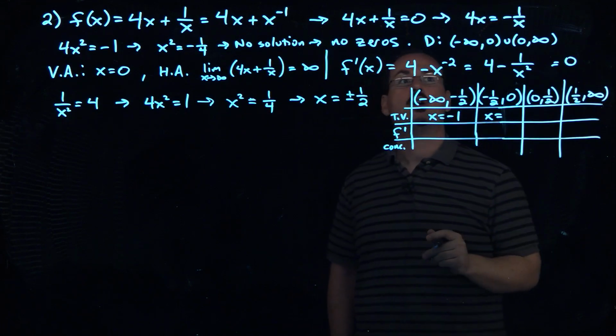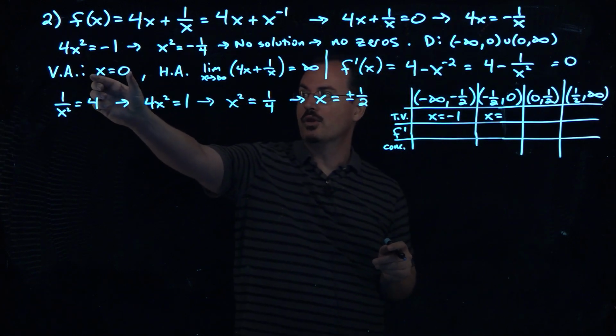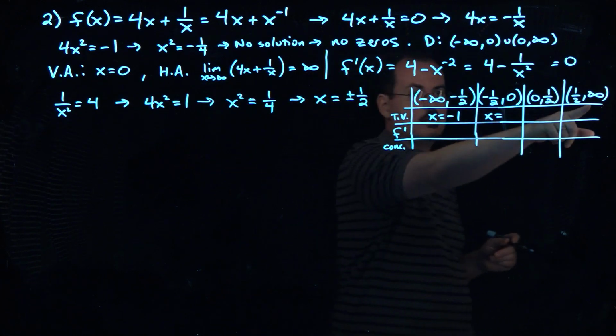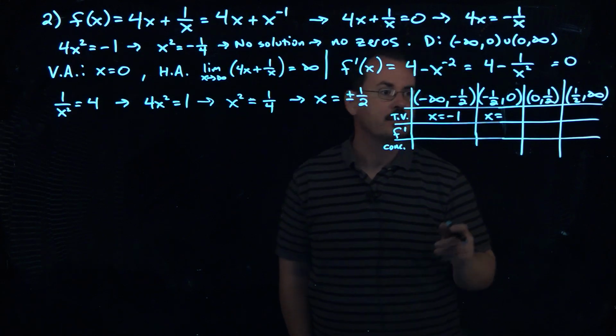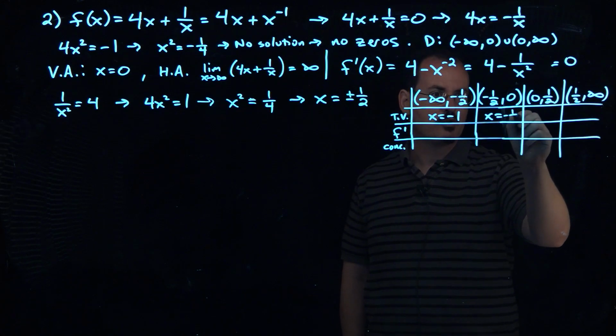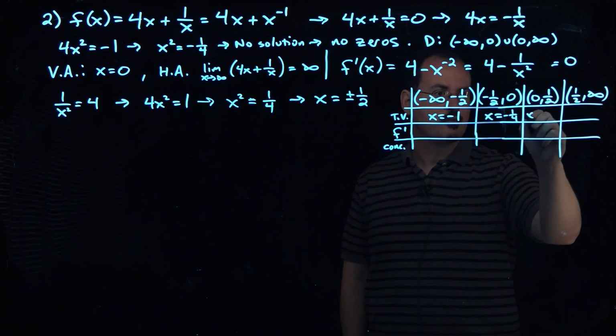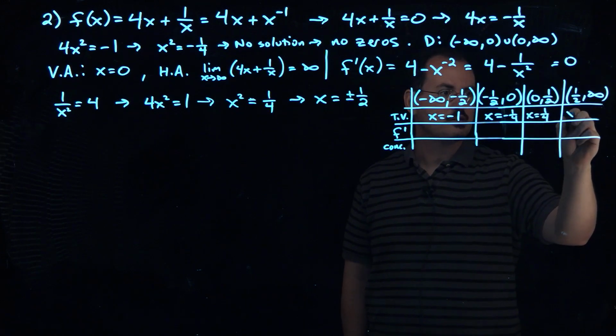We do have to always include the vertical asymptote. If there is one, or more than one, we have to include them in our tables because concavity and increase, decrease, that can change on either side of an asymptote. So we'll have to actually alter this. I'll have to put minus 1/4 here, and maybe positive 1/4 here, and then I'll have to put, let's do 1 there.